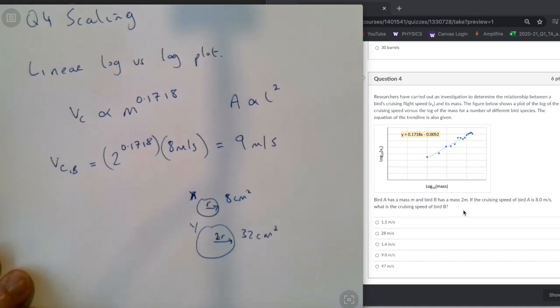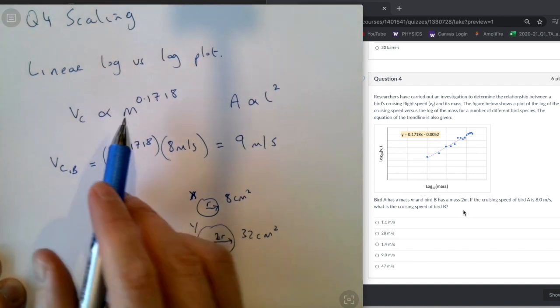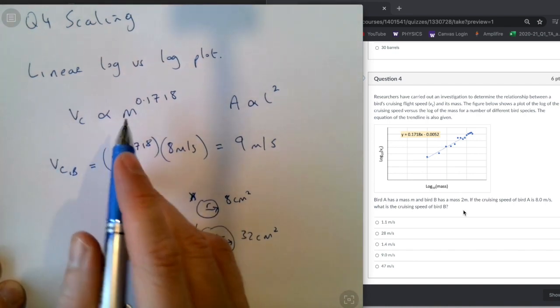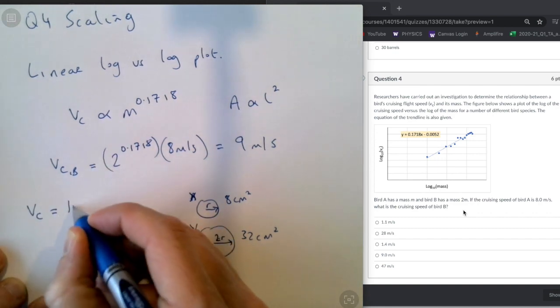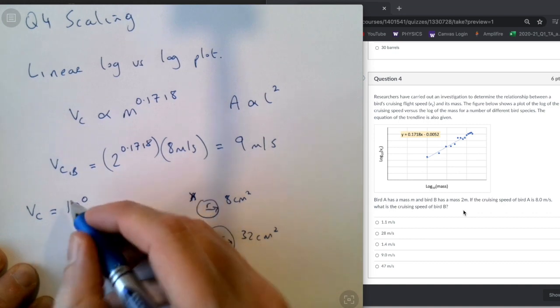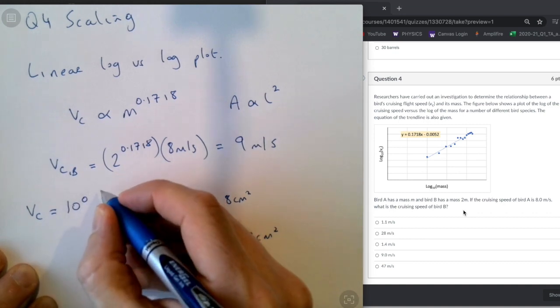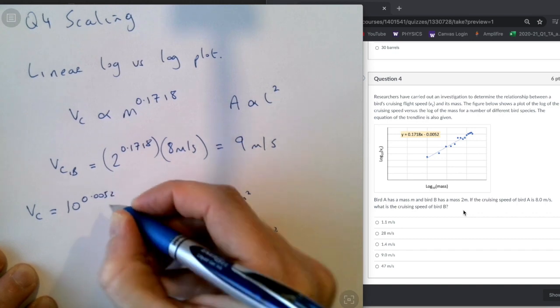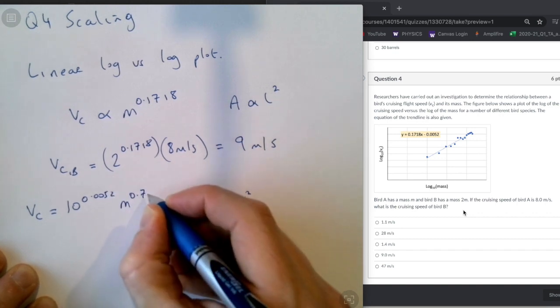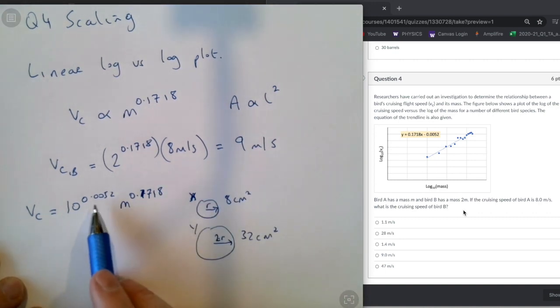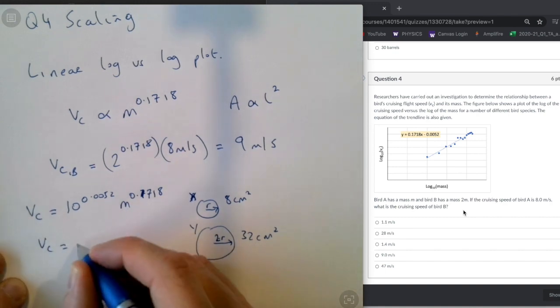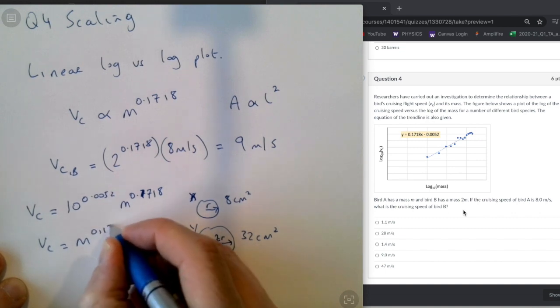Slightly more mathematical, hopefully I can fit it in here. Technically, if we want to write this as an equation instead of a proportionality, VC would be equal to 10 raised to the intercept, so this is the base of the logarithm, 0.0052, times mass to the 0.1718, and this is basically 1. So if the bird has no mass, it should have no cruising speed. So this is really just VC equals m to the 0.1718.